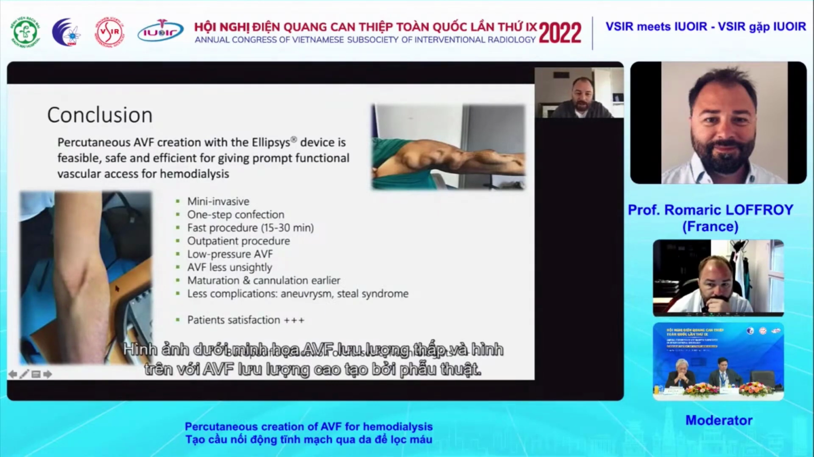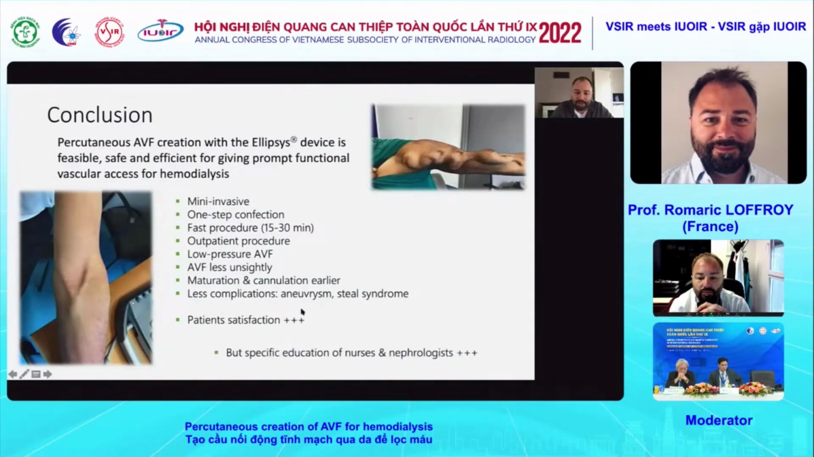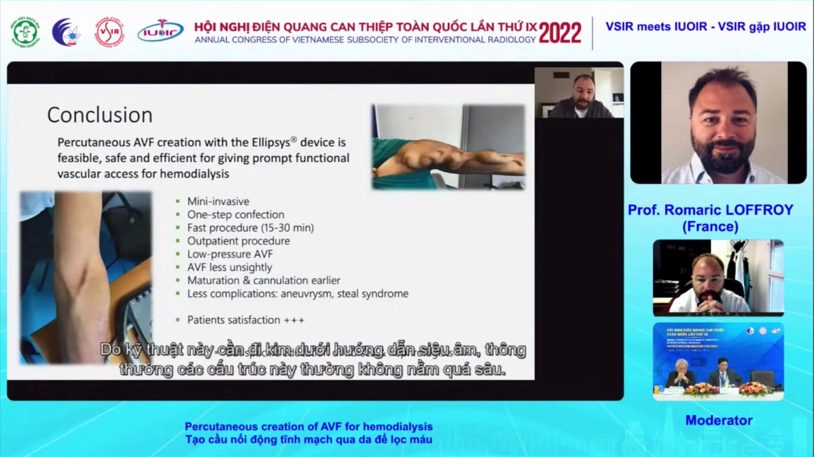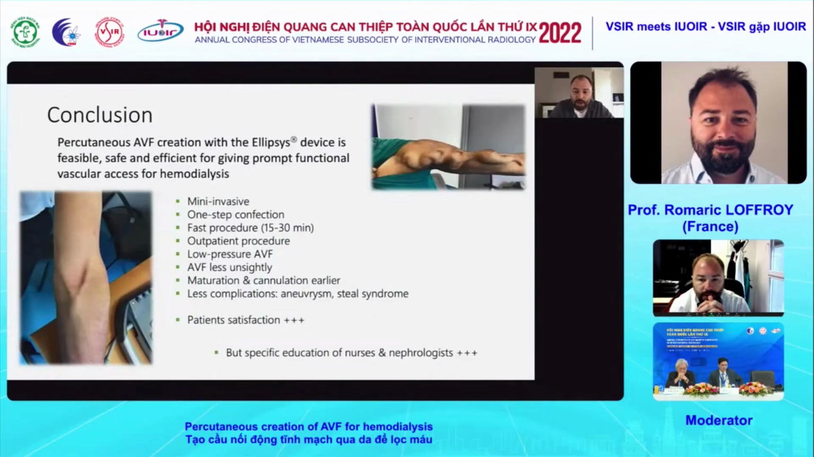You can see the kind of fistula you can get with the device as compared to some very high flow fistula with surgery. Of course, you need specific education of nurses and nephrologists, because this is the kind of fistula you have to puncture under ultrasound sometimes, and you have to pay attention that it is not too deep. But it can be very interesting in very selected patients as a second choice if distal radiocephalic fistula is not possible surgically.